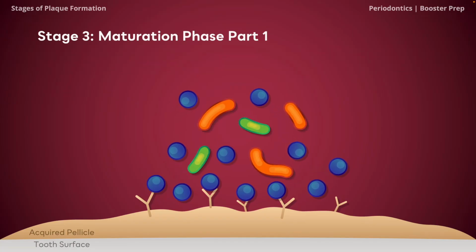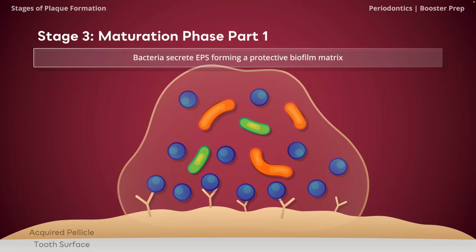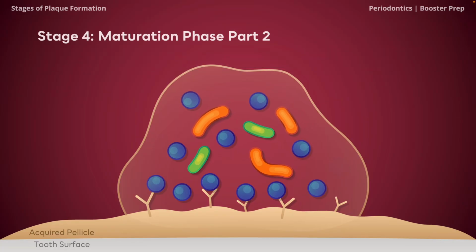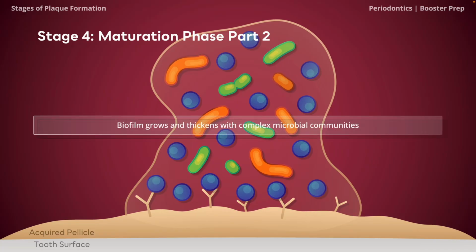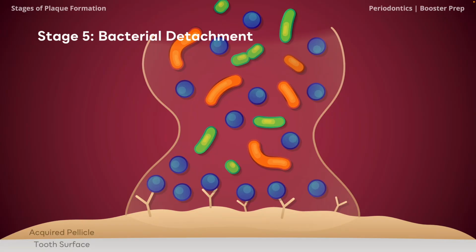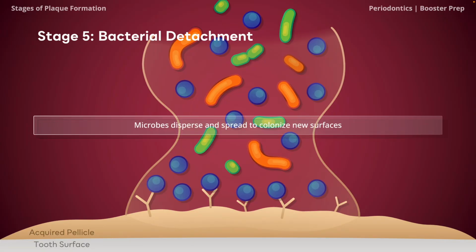In part 1 of the maturation phase, the bacteria secrete extracellular polymeric substance, creating a sticky biofilm matrix that provides protection against antimicrobial agents and host immune defenses. This is the same EPS I was talking about earlier in the video. Moving on, during part 2 of the maturation phase, the biofilm continues to grow and thickens, developing complex microbial communities and nutrient channels that result in a highly structured plaque mass. Finally, in the detachment phase, some bacteria disperse from the mature biofilm, spreading to new surfaces in the mouth and continuing the ongoing cycle of plaque development.